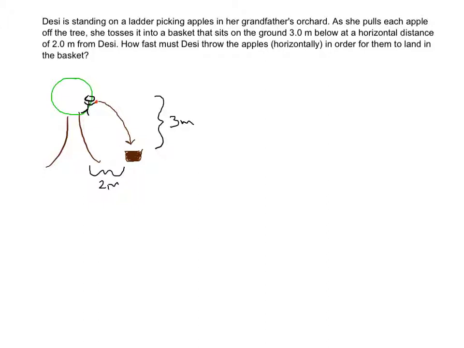So this one is going to be very similar to our last problem, except kind of opposite. The things that we know here, we know delta D in both the y and the x directions. Delta dy is 3 meters, and delta dx is 2 meters. Time, don't know.